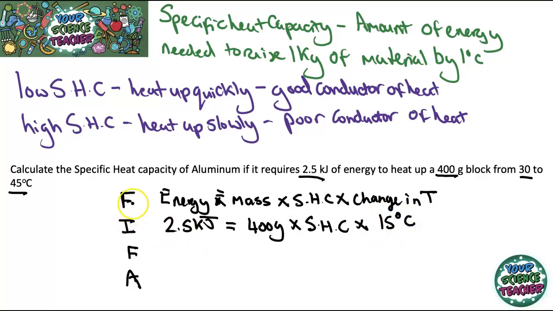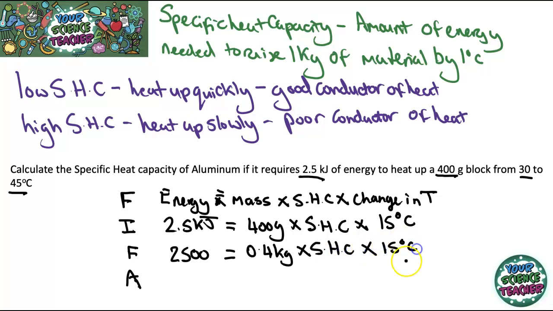So the next stage after I've written out my formula and I've inserted my values is fine tuning. So there's things in this question which I need to change a little bit. For example, here it's been given to me in kilojoules, and also it's given me the mass in grams, and that will need to change to kilograms as well. So let's do that then. So it'll be 2,500 equals the mass, which is 0.4 kg, times by specific heat capacity, times by the change in temperature, which is 15 degrees C.